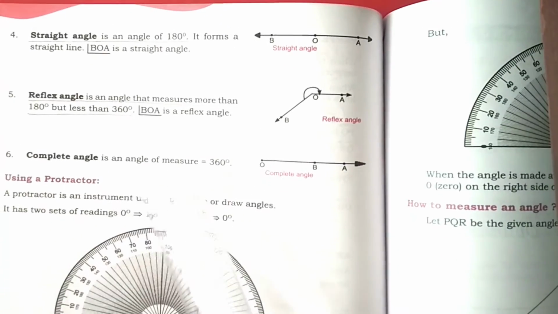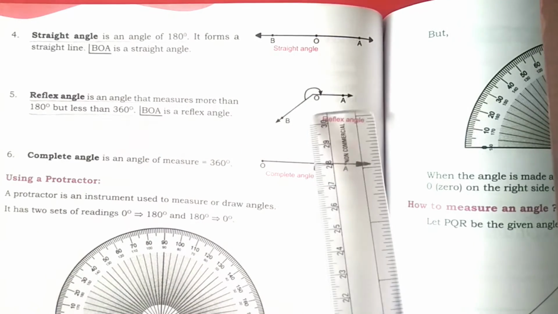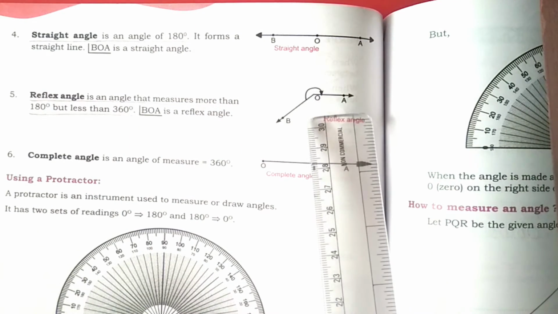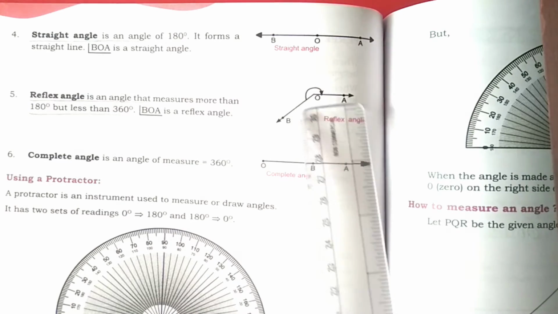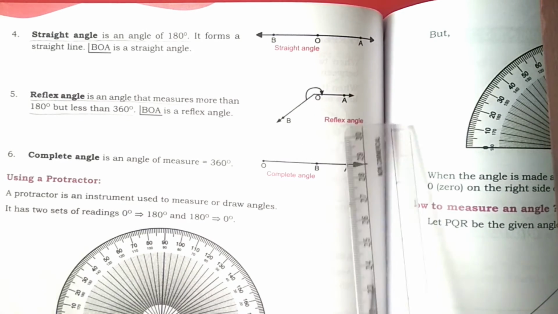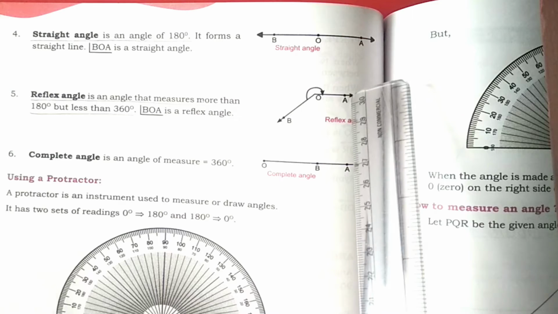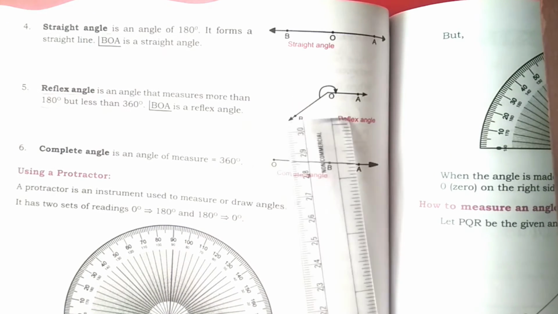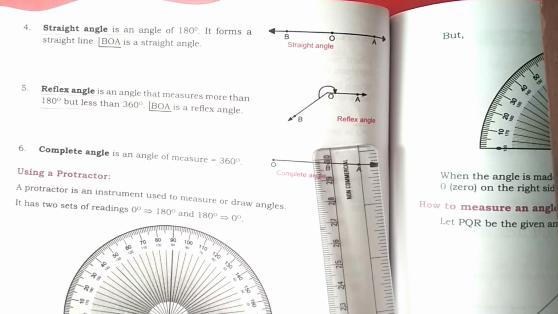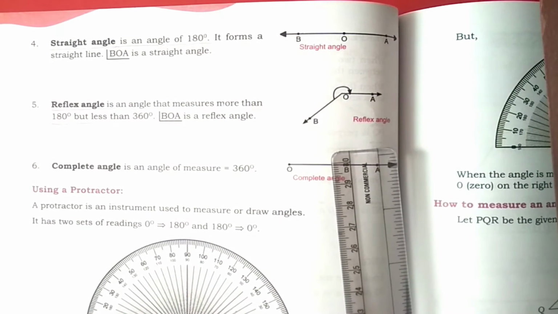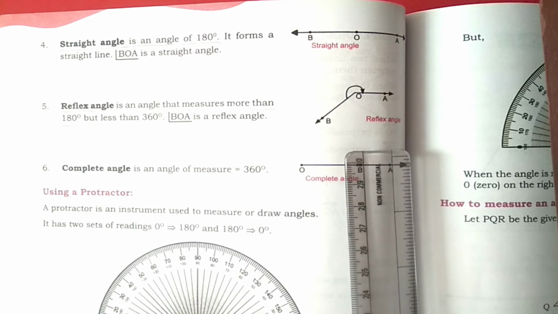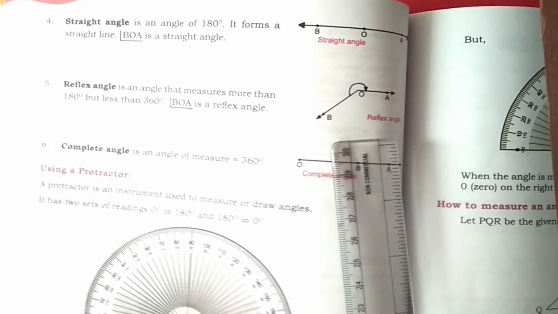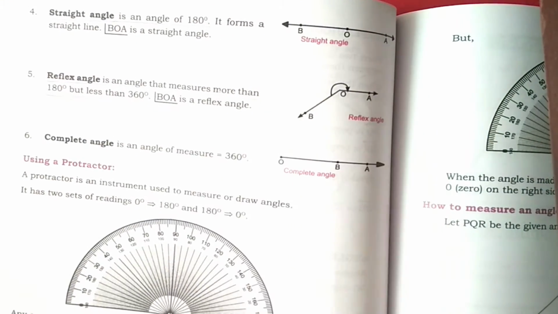Now reflex angle. A reflex angle is an angle that measures more than 180 degrees but less than 360 degrees. See here, angle BOA. This is the reflex angle. So reflex angle means more than 180 degrees and less than 360 degrees.